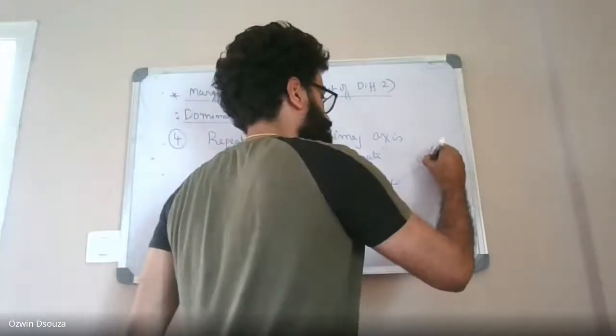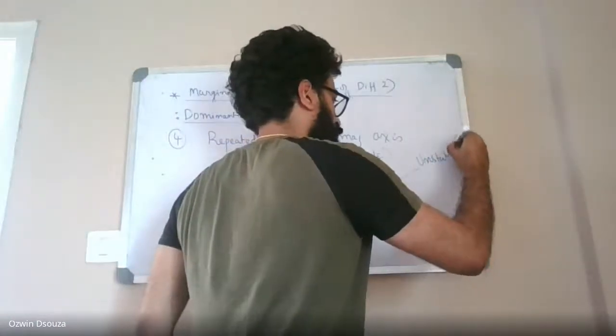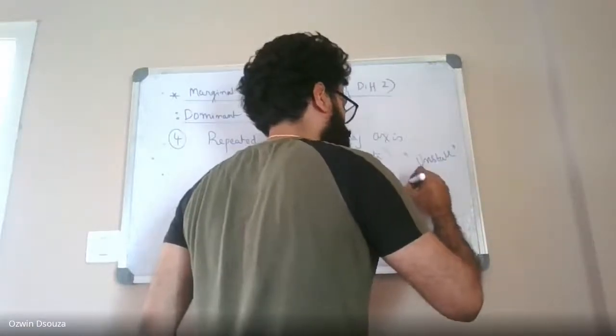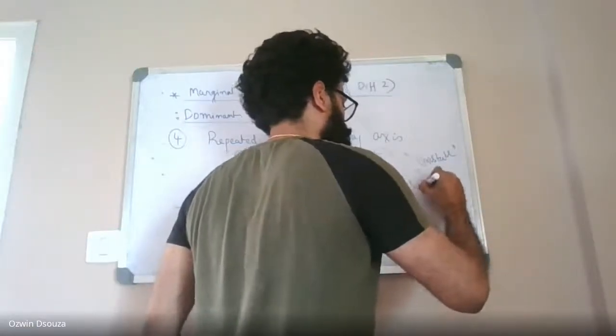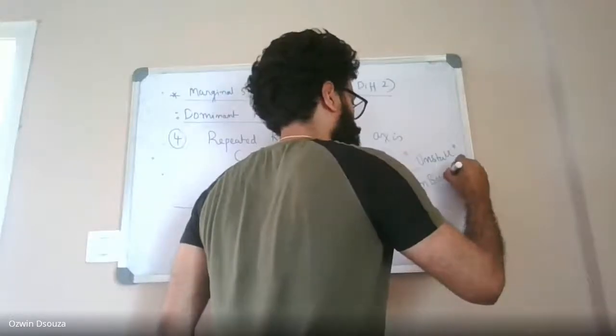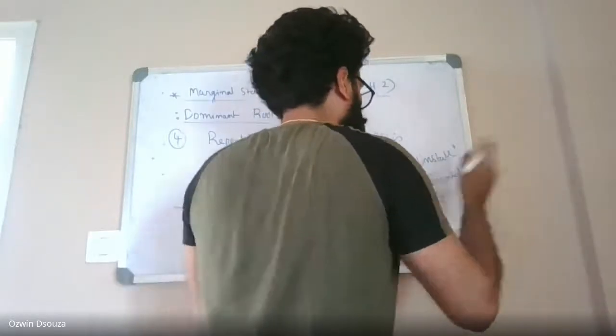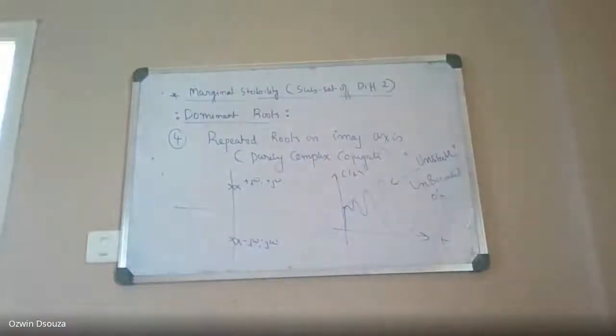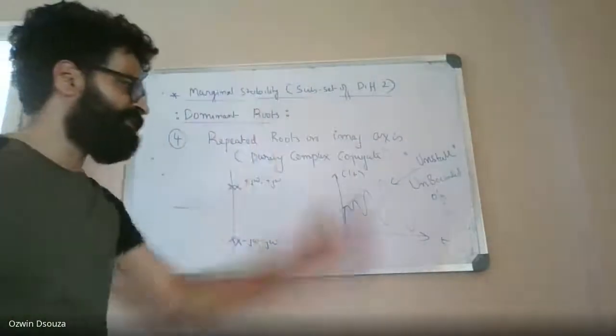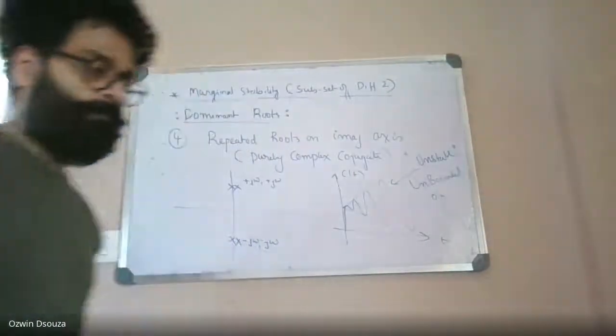So this is unstable. Why unstable? It gives unbounded output. There is no boundary for the output. You do not know what is the maximum value. Maximum value keeps on increasing with respect to time. All right.